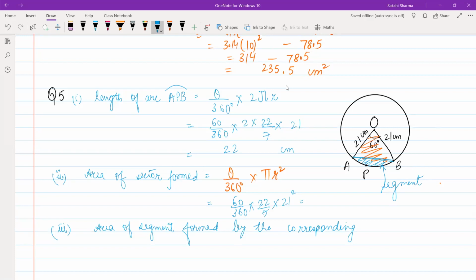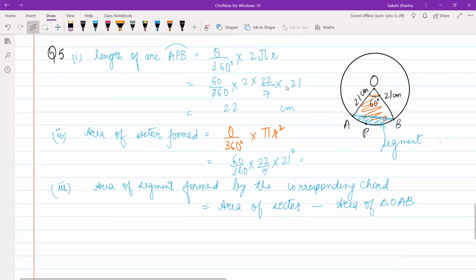So the area of the segment formed by the corresponding chord will be given by area of sector. We have already found the area of sector, minus area of triangle OAB. This is what we need to find out. Again, to find the area of the triangle, see if you can apply that shortcut. Since the central angle is 60 degrees, the triangle formed here is an equilateral triangle and its area will be given by root 3 by 4 r square. This is what I'll be using to find the area of the triangle here.